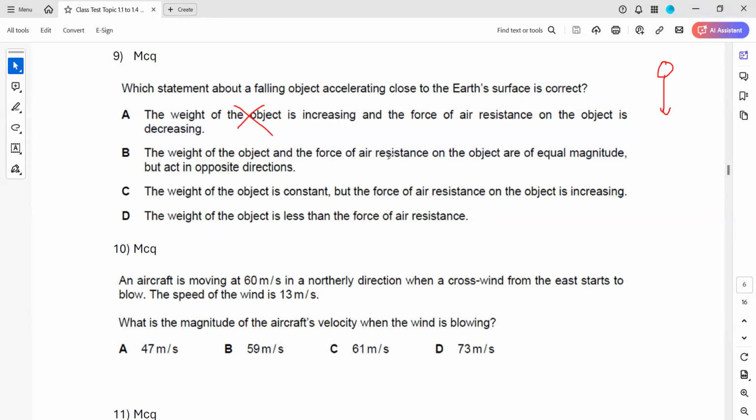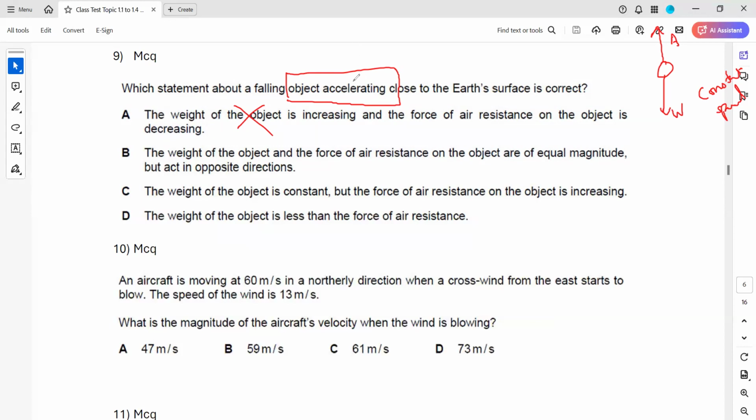Weight of an object and the force of air resistance are equal but opposite in direction. But in the question, they mention the object is accelerating. Statement B would be correct if they said the object is moving at a constant speed and is not accelerating. If an object is falling at a constant speed, then the weight of the object and the air resistance will be equal. So statement B is valid if weight and air resistance are equal and the object moves at a constant speed.